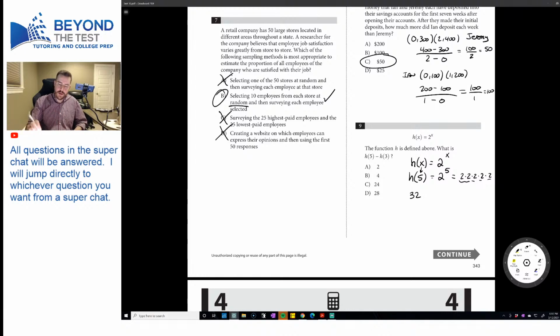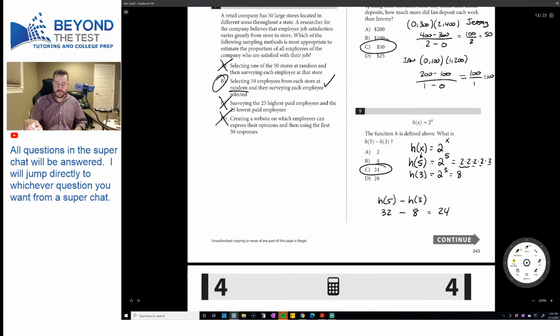And let's figure out what h of 3 would be. So h of 5 minus h of 3. H of 5 is 32. H of 3 here would just be 2 to the 3rd power, which is very simply just 8. So 32 minus 8, very simply, is just 24.